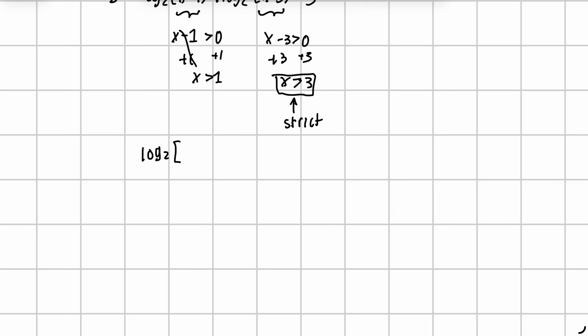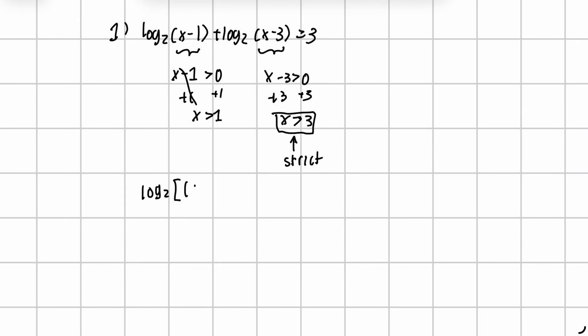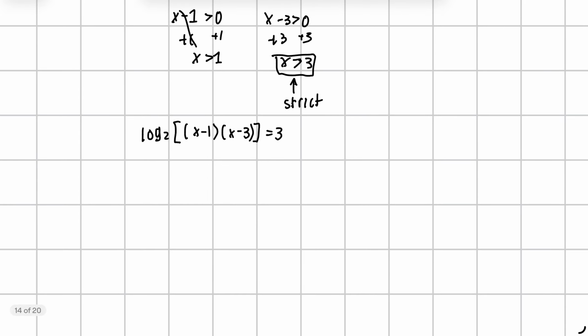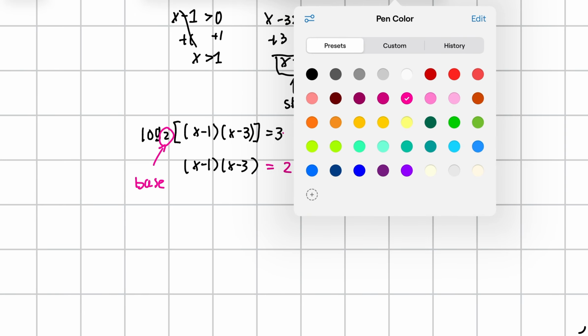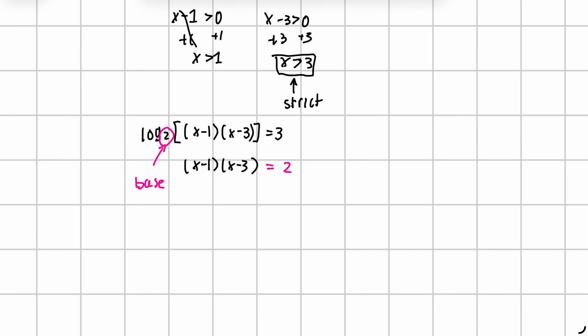So we're going to combine this into one large log. We have x minus 1 times x minus 3, and that's all equal to 3. So we're going to rewrite this in exponential form. We have x minus 1 times x minus 3, and we're going to take this 2, that is the base, correct? Because we say base, so that's 2, and then this is going to be the exponent. So that becomes to the power of 3.